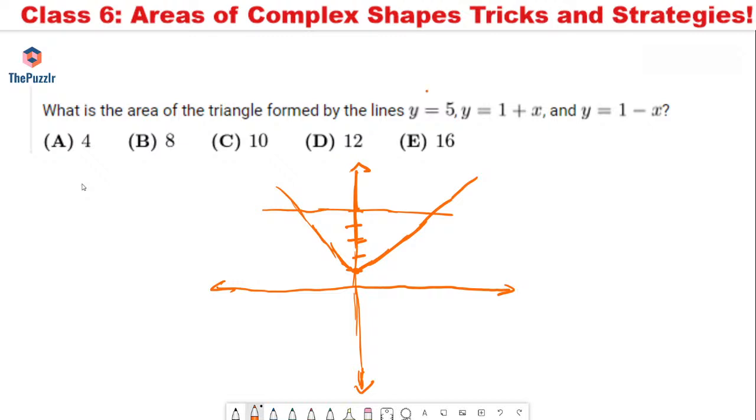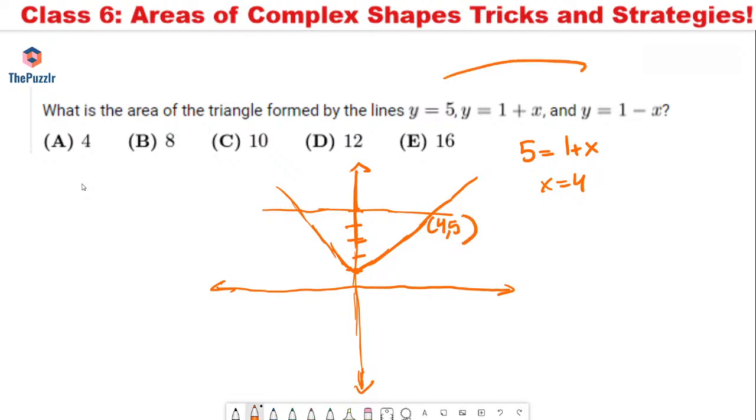So we have, where do these 2 lines intersect? Well, they intersect where their y is the same. So we have 5 is equal to 1 plus x, right? Where they intersect, the y and the x point are the same. So the x point is equal to 4. So the first point of intersection, 4 comma 5, that's going to be in the positive plane. That's going to be 4 comma 5.